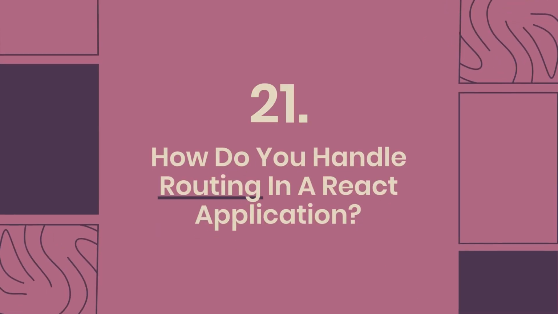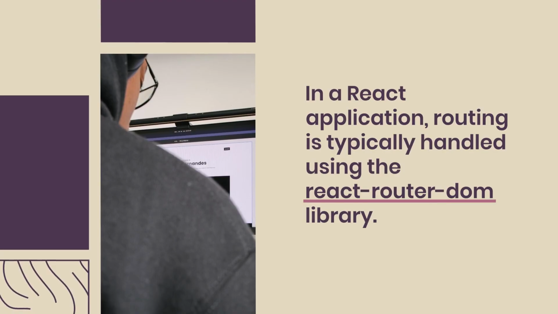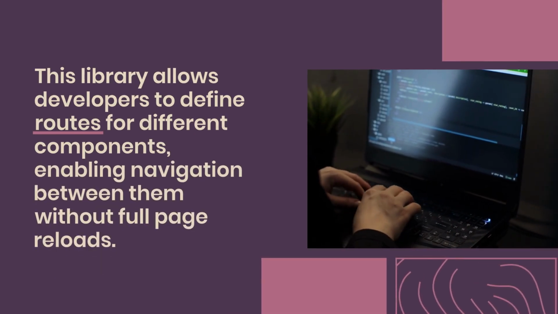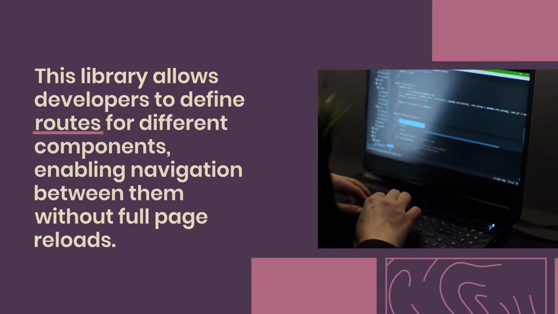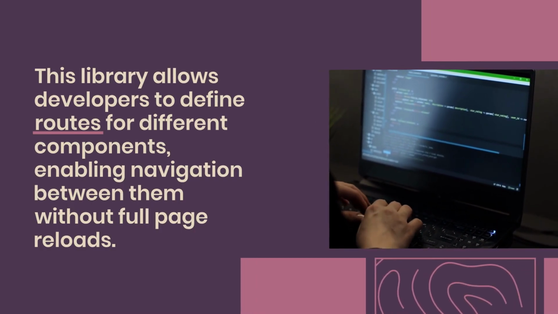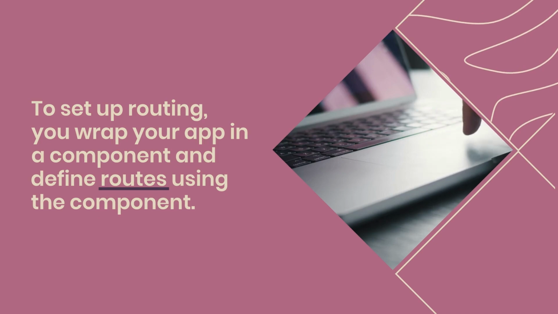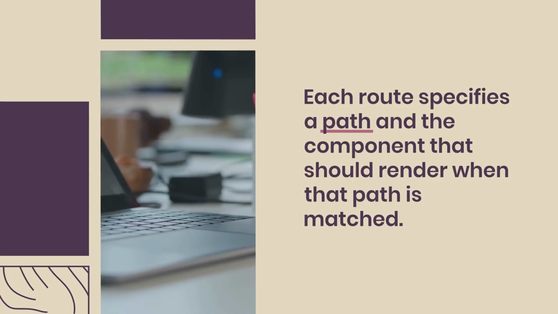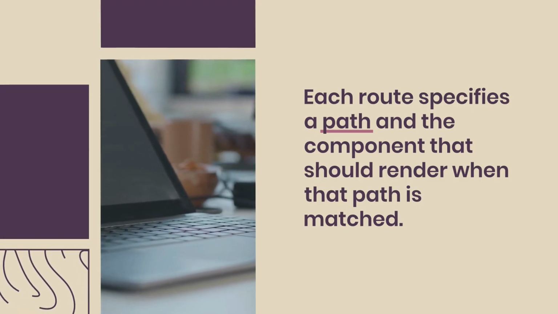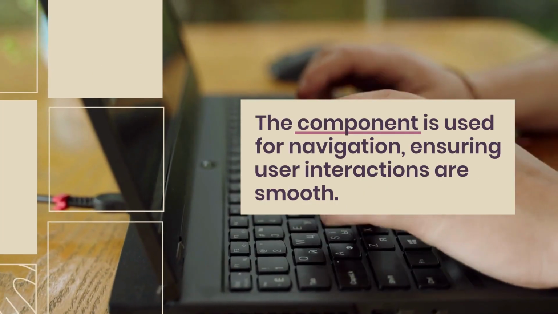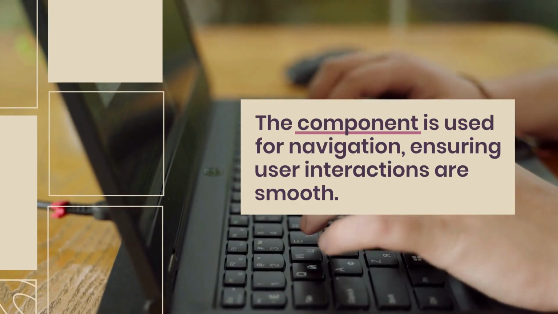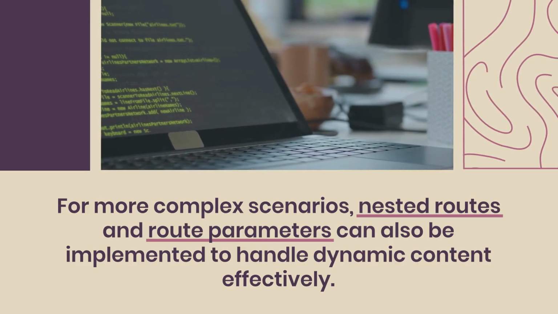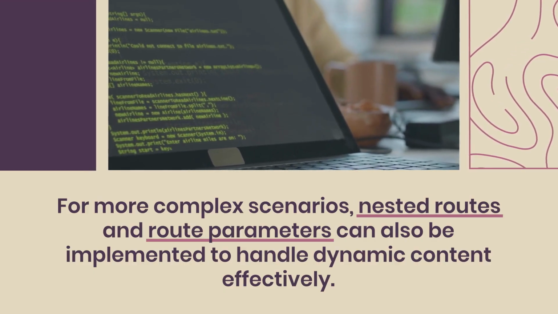21. How do you handle routing in a React application? In a React application, routing is typically handled using the React Router DOM library. This library allows developers to define routes for different components, enabling navigation between them without full page reloads. To set up routing, you wrap your app in a BrowserRouter component and define routes using the Route component. Each route specifies a path and the component that should render when that path is matched. The Link component is used for navigation, ensuring user interactions are smooth. For more complex scenarios, nested routes and route parameters can also be implemented to handle dynamic content effectively.